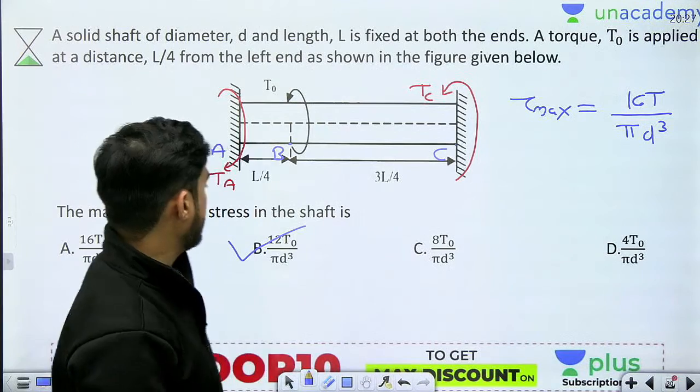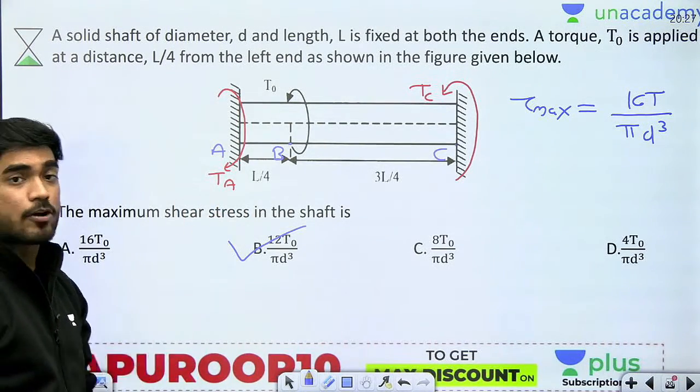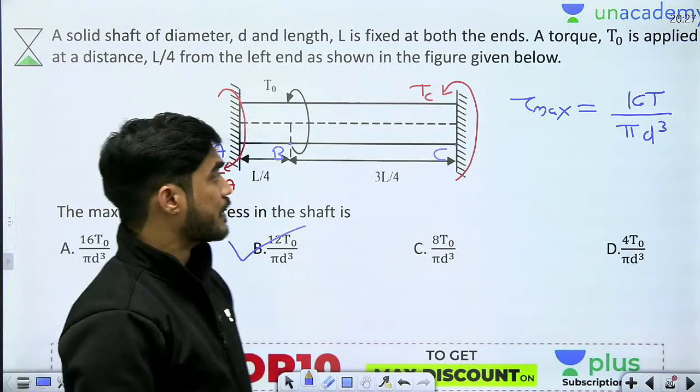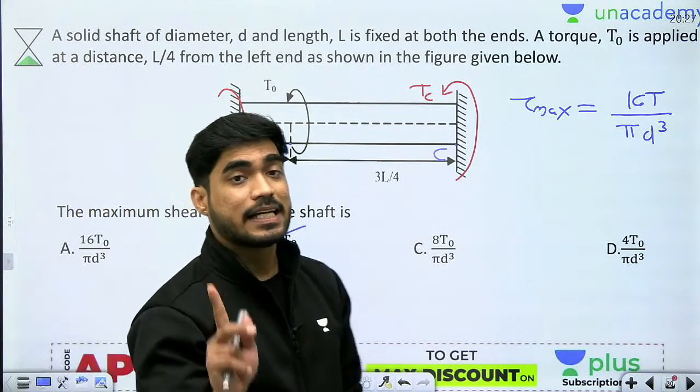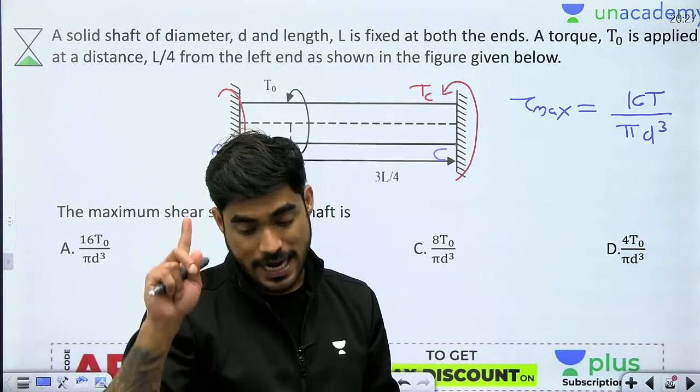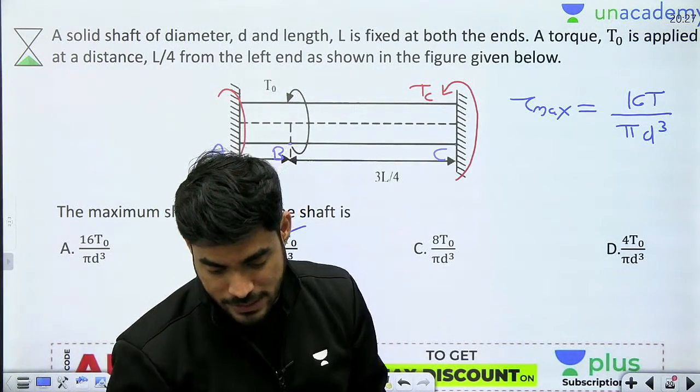So tau maximum will be 12T naught by pi d cube. This is another very important type of question: statically indeterminate shaft. Many questions come on statically indeterminate shafts.